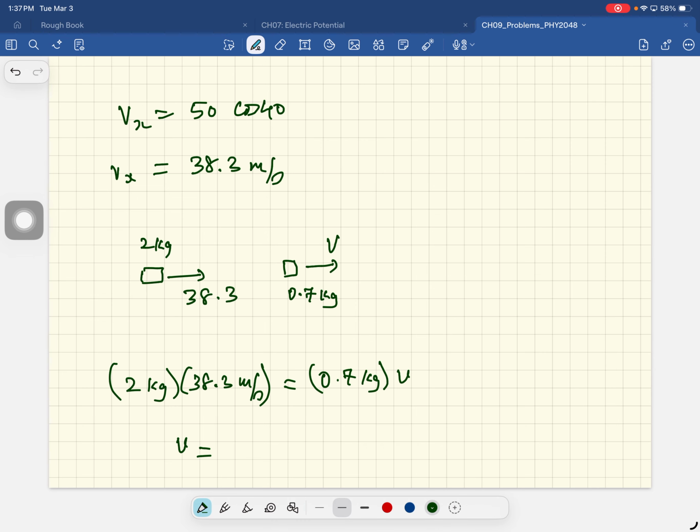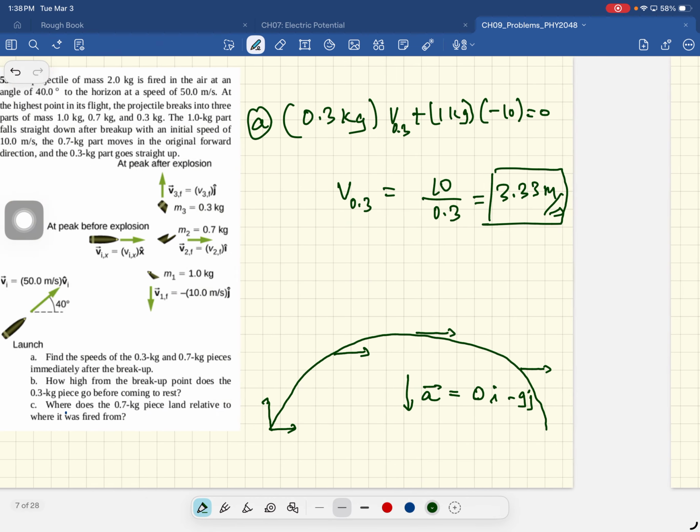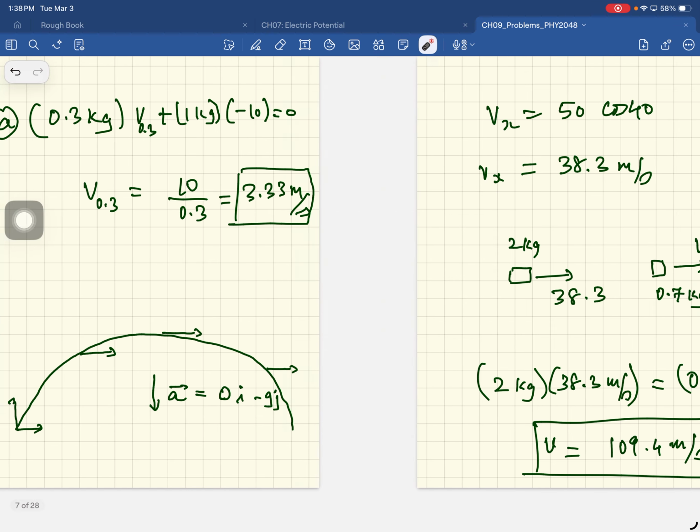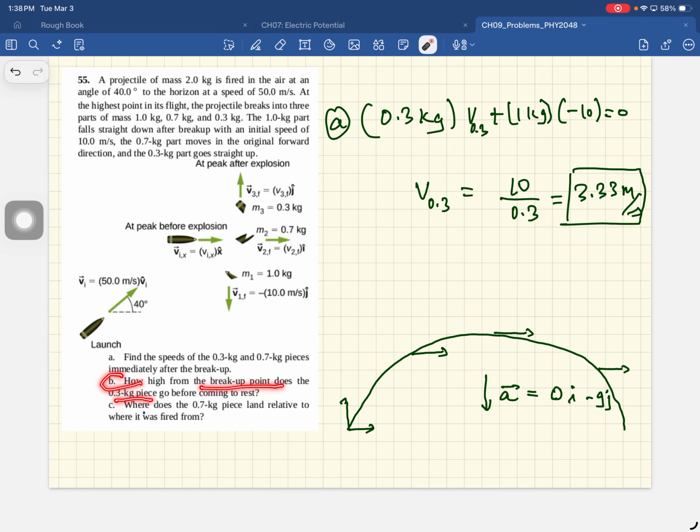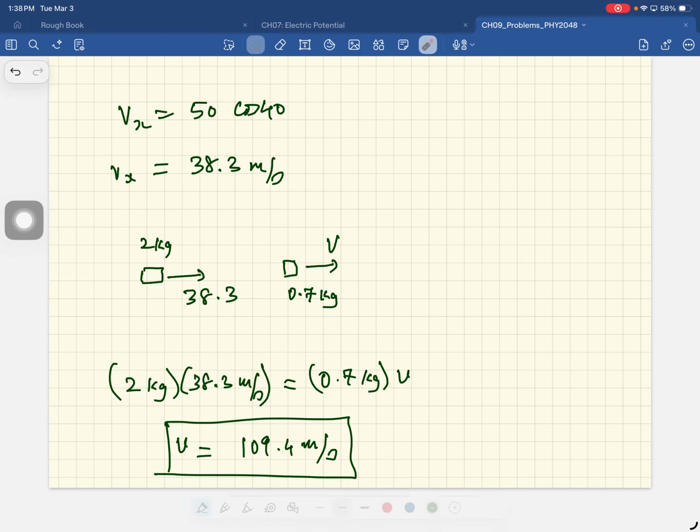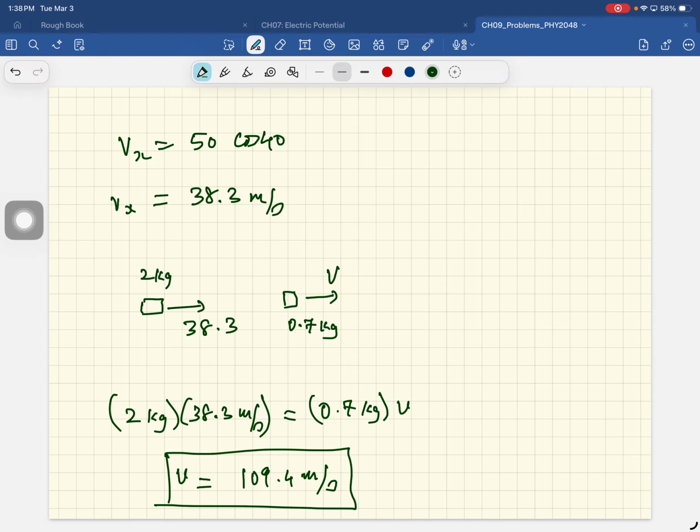So you shot it at 50 meters per second at an angle of 40 degrees. And what happened, it went in a parabolic trajectory. It was going at 38.3 meters per second. And then it exploded, and the piece that was going here suddenly is going at 109.4 meters per second. And this piece will also go on a parabolic trajectory, except that the trajectory is much wider. So that piece will go off the page. So what you want to calculate is D1 and then calculate D2.